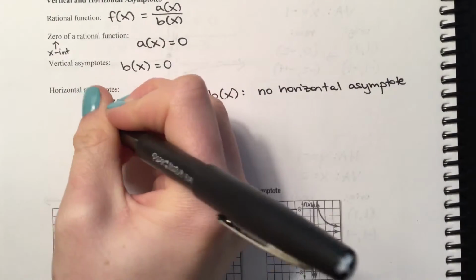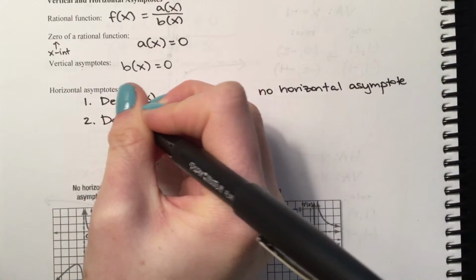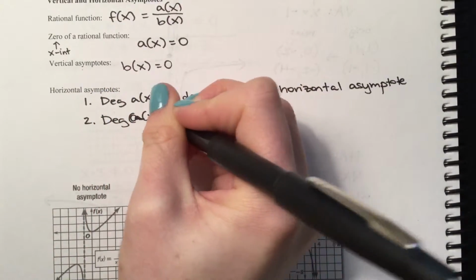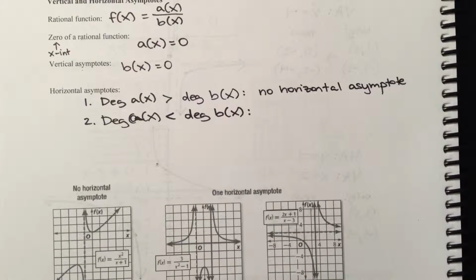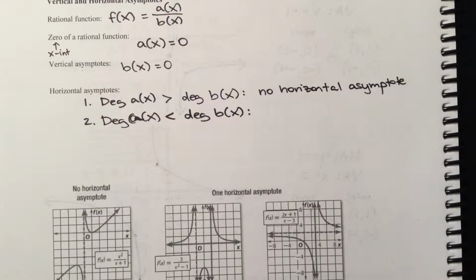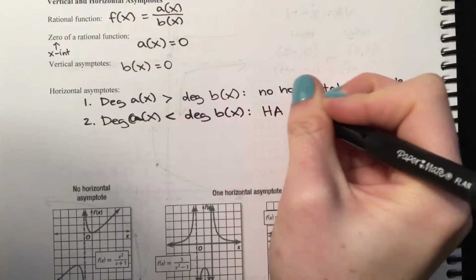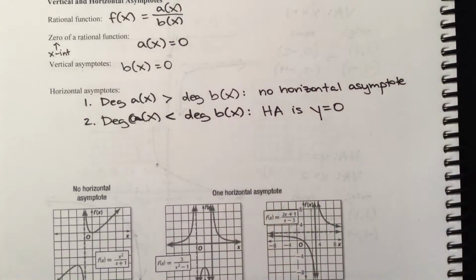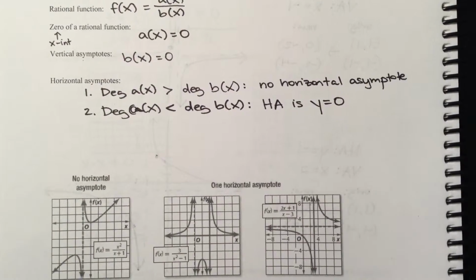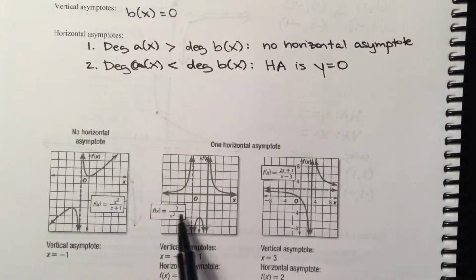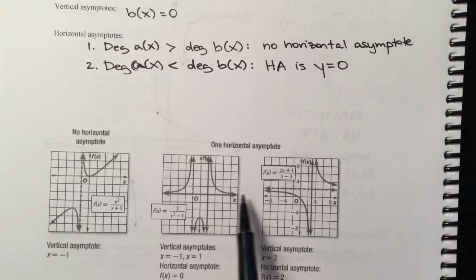Second rule is if the degree of a of x, the numerator, is less than the degree of the denominator, we always have a horizontal asymptote, and in this case, it would be a horizontal asymptote of 0. So if the degree of the numerator is smaller than the degree of the denominator, the horizontal asymptote is 0, so that goes with our middle picture here. The degree of the numerator is just 0 because there is no x term. The degree of the denominator is 2, and you see that right here, y equals 0 is what we call a horizontal asymptote. So that's our second rule.